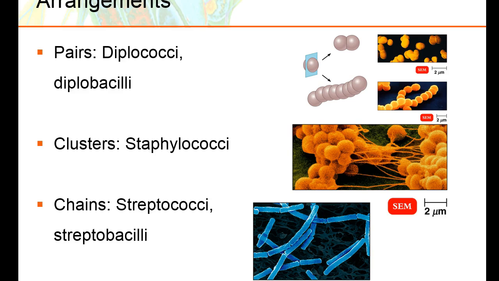You remember when you were a little kid, you drew grapes? Well, I still draw them like this, but you drew circles all clustered together for a bunch of grapes. That's exactly what Staphylococcus looks like. They're a bunch of clumped together circles.